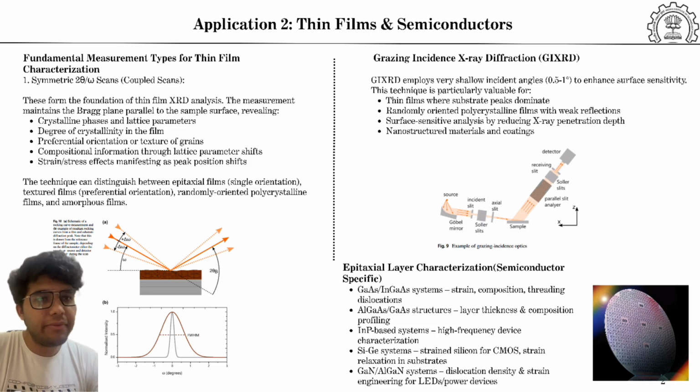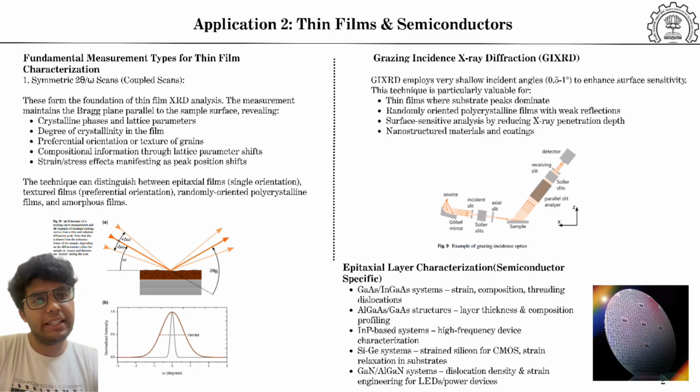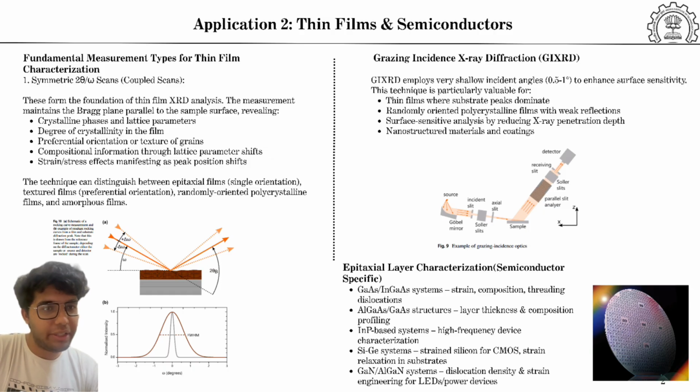The foundation of thin film analysis is the symmetric 2 theta omega scan. Here the Bragg planes remain parallel to the sample surface, which lets us pick up details like crystalline phases, lattice parameters, the degree of crystallinity, and even subtle strain or stress through peak shifts. With this technique, we can distinguish between different kinds of films: epitaxial with a single orientation, textured, polycrystalline, or amorphous.